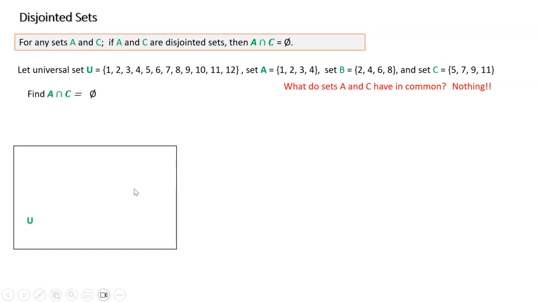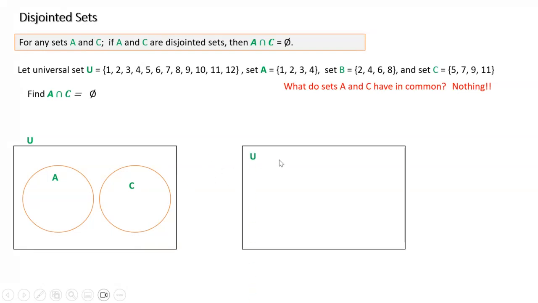Now here's how you represent it. Universal set, we have set A, we have set C, right? They don't have anything in common. That's how you write it. Now let's actually list them in the universal set. We have set A, right? So A is 1, 2, 3, 4.